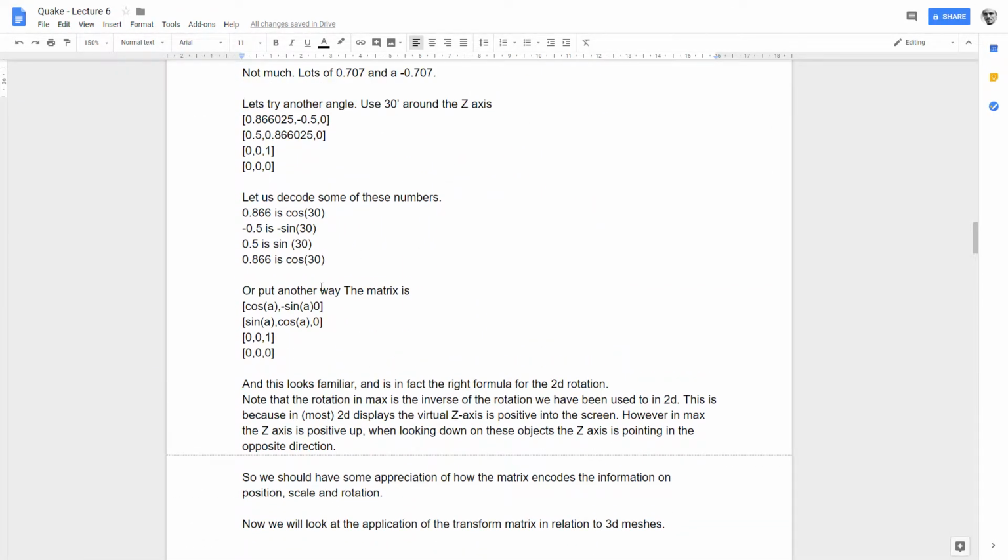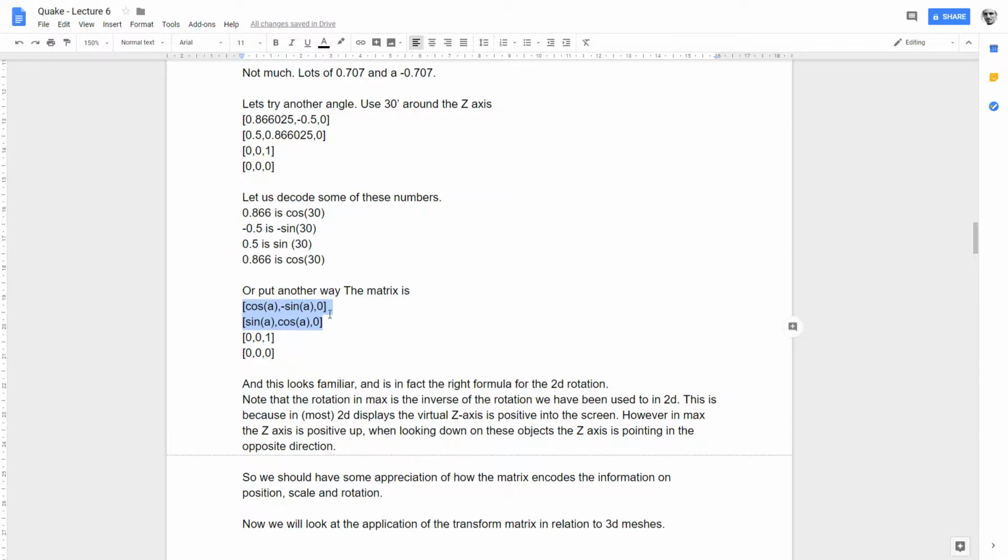So this is definitely how our matrix is encoding the rotation. Cosine of the angle, minus the sine of the angle, comma 0. Sine of the angle and then cosine of the angle. And this looks familiar. In fact, if you just looked at these two, this would be our 2D rotation formula, because our 2D rotation is in the z-axis.